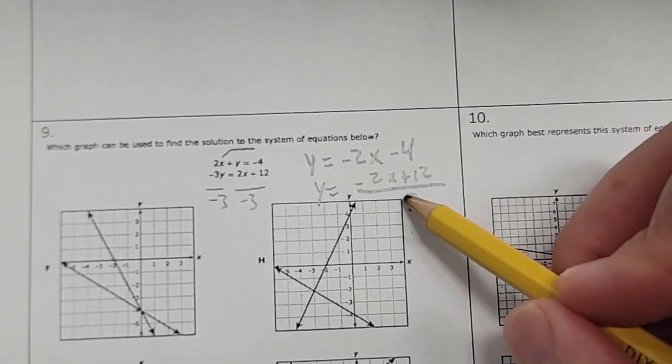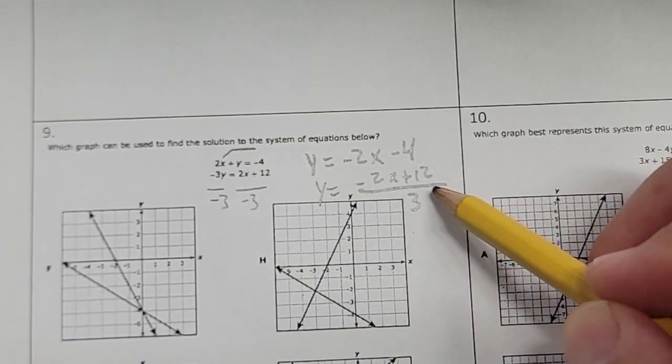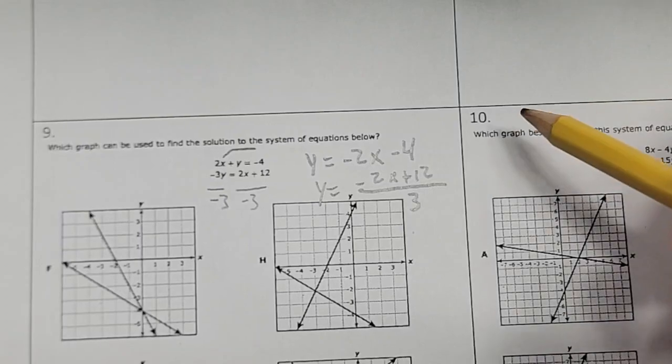Now we can usually separate it. We'll do divided by 3, like the kick and divide method. But because we're using Desmos, we don't have to separate it. We can just make it one big fraction.